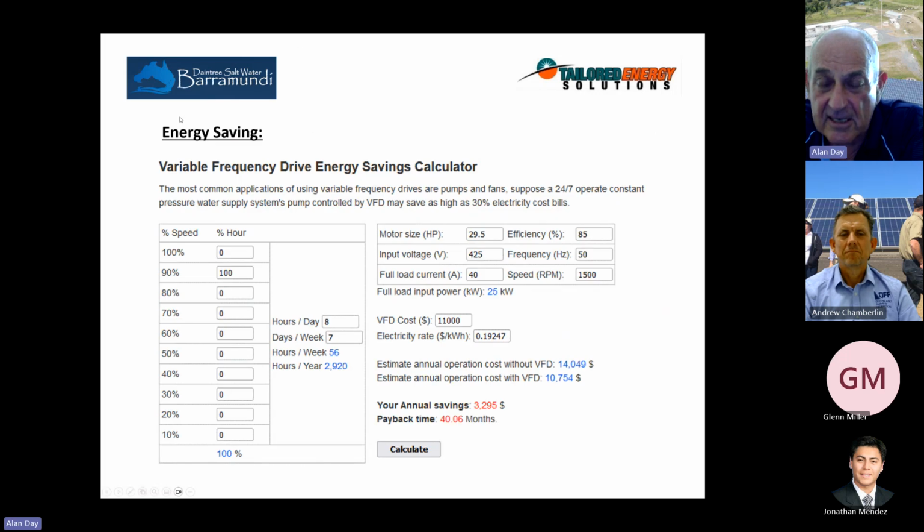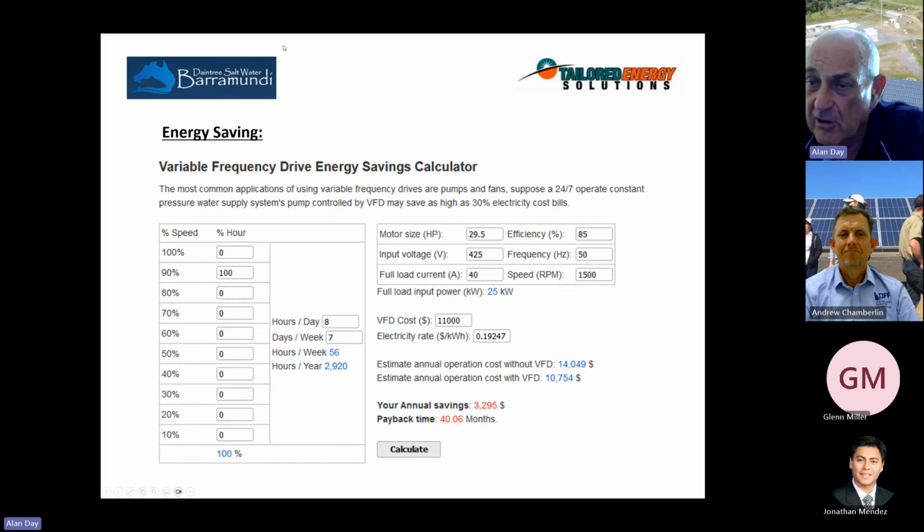And this is the calculator. There's lots of different calculators online to put in how you want to run a pump. And I've shown it here. You can see it's running 100% at 90% of maximum speed. Put in the motor size, the pump efficiency, the voltages on the site, and it'll tell you, with the cost of the VFD, what the savings will be and what the payback will be.